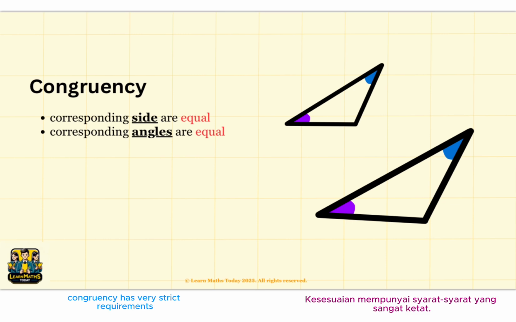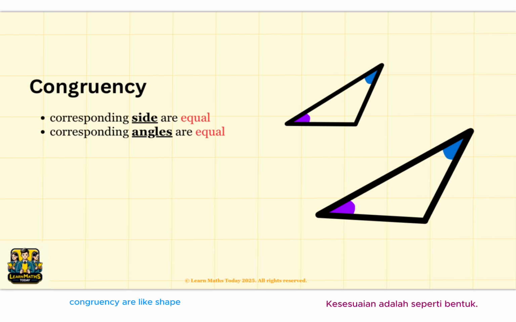Congruency has very strict requirements. For shapes to be congruent, two things must be true. First, all the corresponding sides must be equal in length. And second, all corresponding angles must be equal. Congruent shapes are like identical twins, exactly the same size and shape.